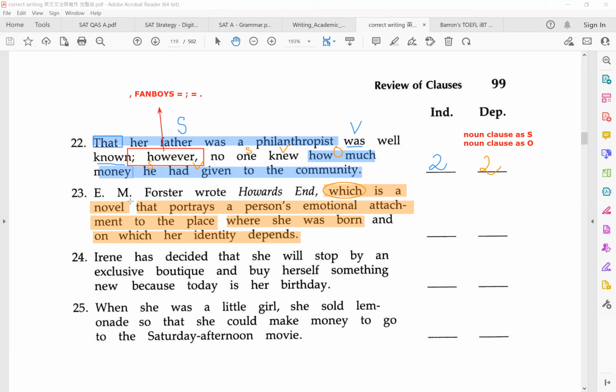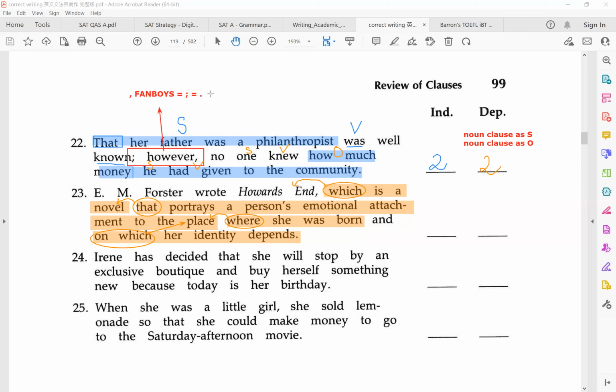Which is a relative pronoun modifying Howard's End. That is why it is non-essential. There is that relative pronoun modifying novel. So that is essential. There is where relative adverb modifying place, and it is essential. And there is also on which, because remember, your and has to be joining parallel structure, right? And it is also modifying the place.